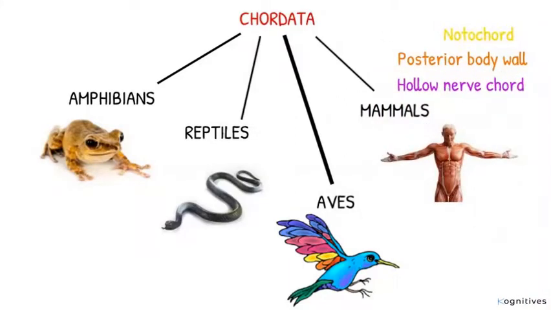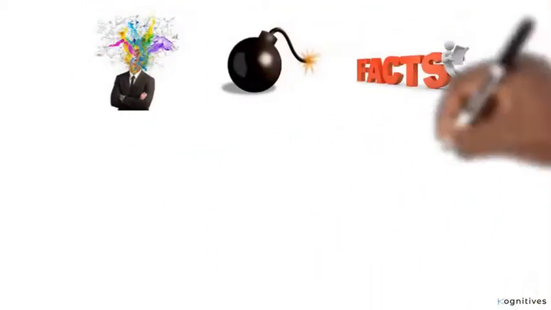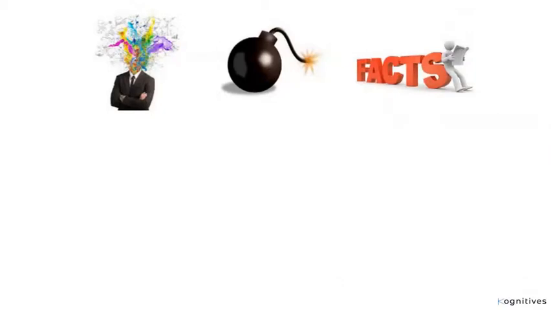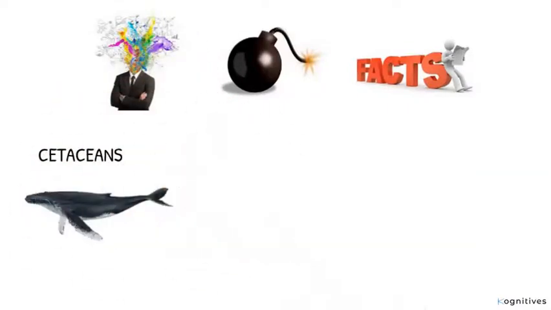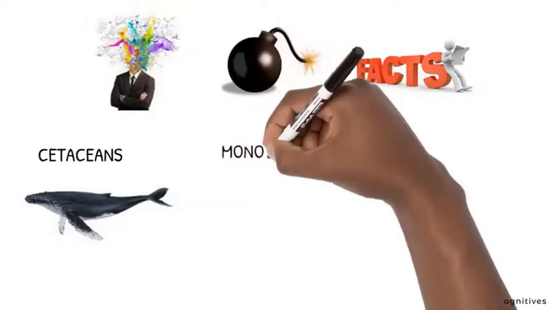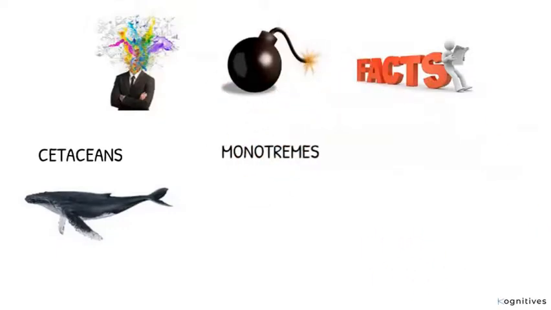So far, we have learnt a lot. Now let's take home some mind-blowing facts. Certain mammals have the ability to live underwater. These mammals are called cetaceans. An example is the whale. Some other mammals also have the remarkable ability to lay eggs. These mammals are called monotremes. An example is the duck-billed platypus.